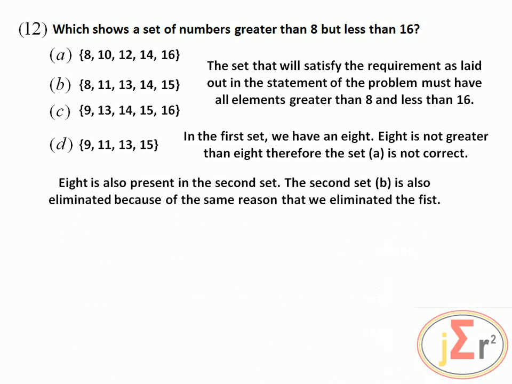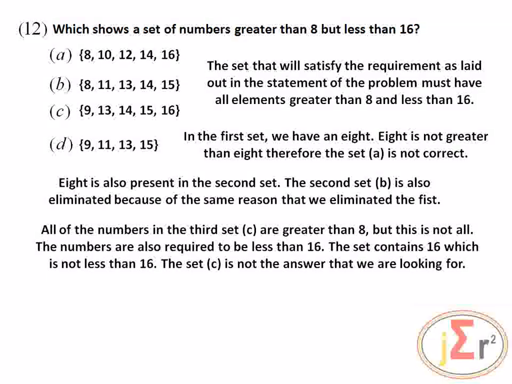8 is also present in the second set. The second set, B, is also eliminated because of the same reason that we eliminated the first one. All of the numbers in this third set, C, are greater than 8. But this is not all. The numbers are also required to be less than 16. The set contains 16, which is not less than 16. The set C is not the correct answer. At least not the correct answer that we are looking for.